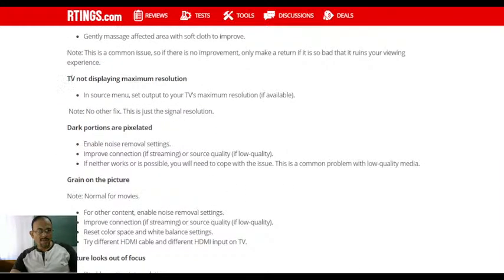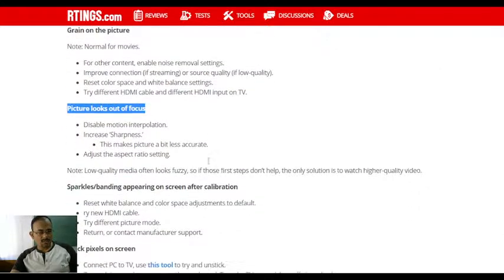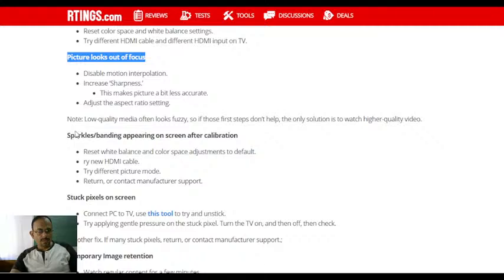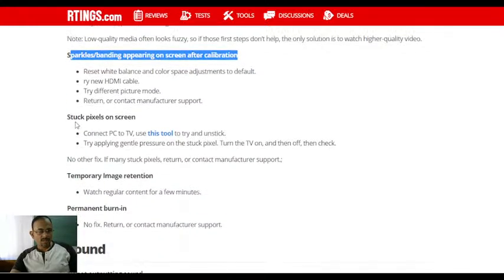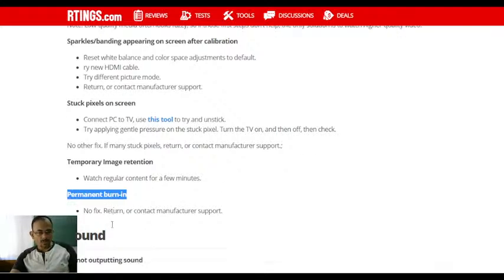See, TV not displaying maximum resolution. Dark portions are pixelated. Grains on the picture. Okay. Then picture looks out of focus. Then sparkles or banding appearing on screen after calibration. Stuck pixels on screen. Temporary image retention. Permanent burning. Okay. Permanent burning, so no fix.